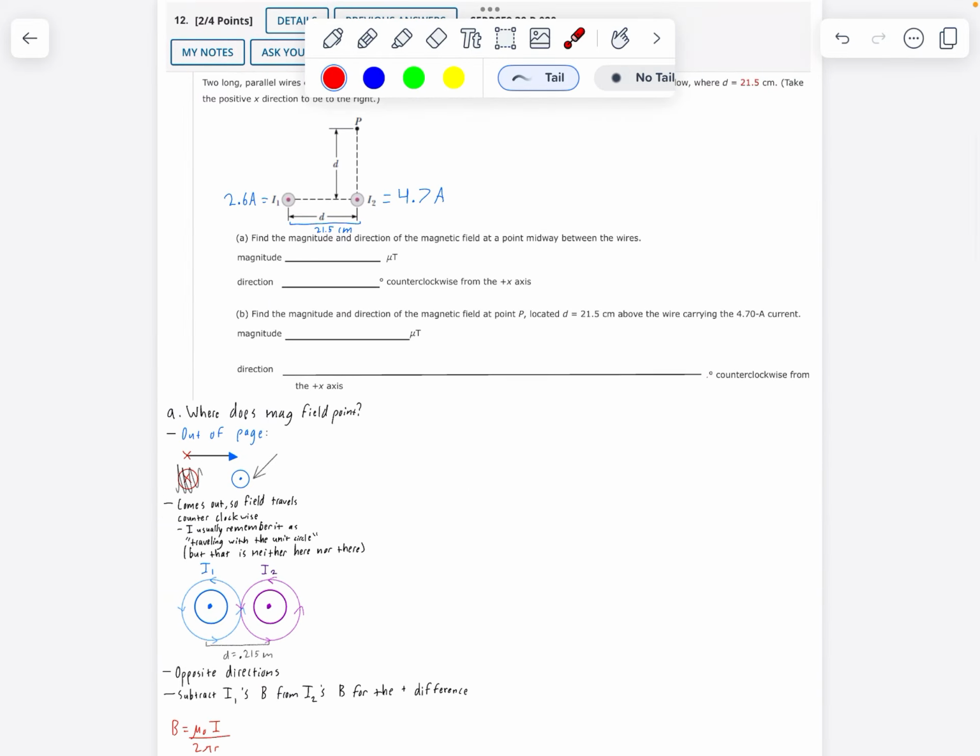Okay, so the problem goes, two long parallel wires carry currents of, oh wait, is the pointer working? Let me double check and see the pointer. Okay, so the pointer's not working. Oh no. Okay, I'll just use the pen then.